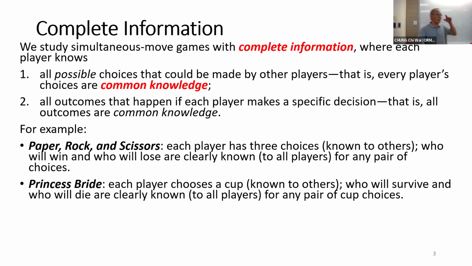So paper, rock, and scissors. Consider this game. Suppose there are only two players. Each player has three choices. And there's also common knowledge of the rule: paper beats rock, and rock beats scissors. We take this as common knowledge.